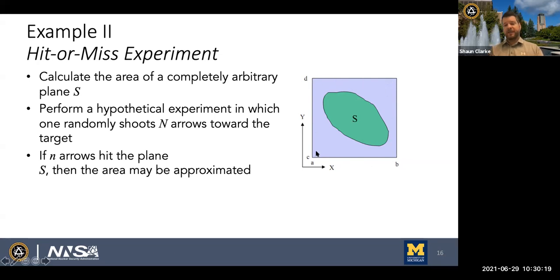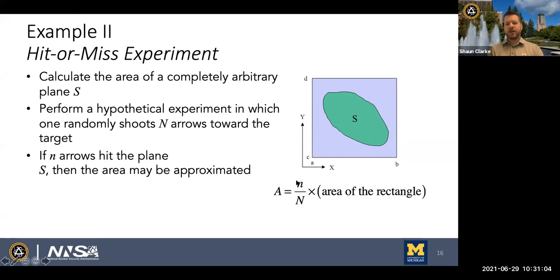Okay, if we had that situation, if we had a physical surface, what we could do is we could imagine somebody throwing darts or arrows at this region of the blue square here, and some number of those arrows would hit the plane S, and some would miss. Some would land in the blue region, some would land in the green region. And if we did enough of those trials, if we threw enough arrows, we could estimate the area of S given the number of arrows that actually hit it.